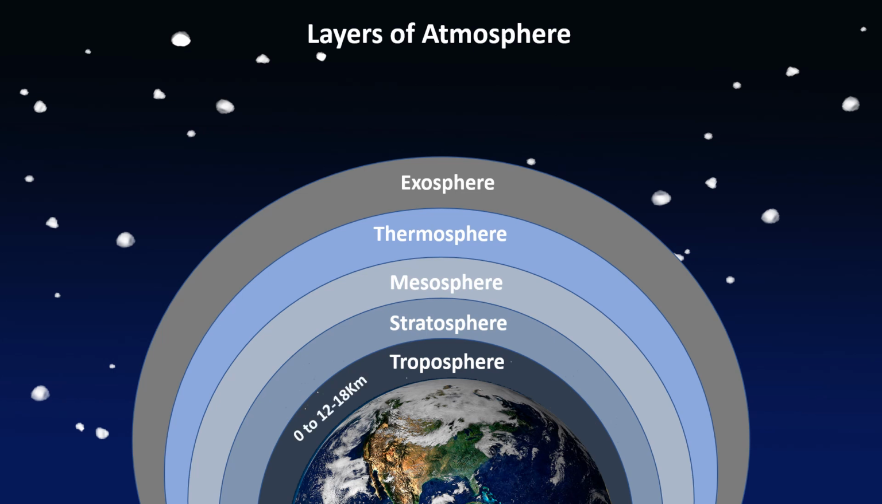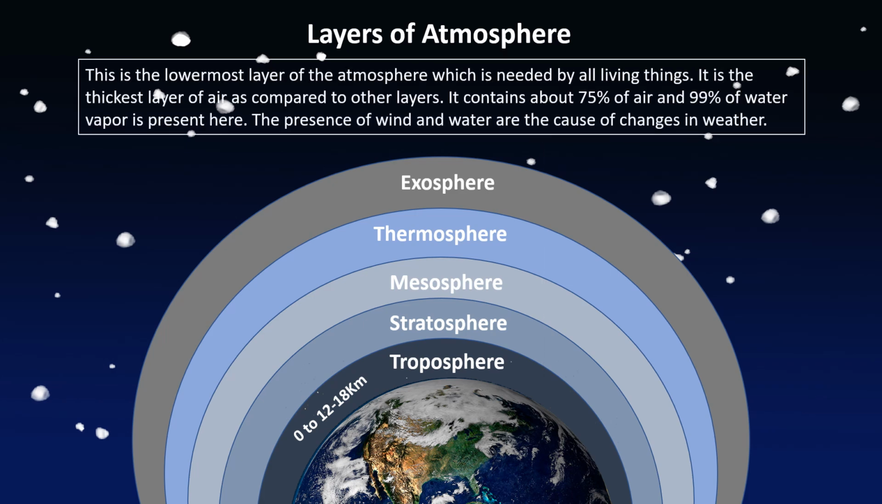Troposphere. This layer extends from 12 to 18 km from the Earth's surface, and this is the lowermost layer of the atmosphere. All the living things are in this layer only. Why? Because in this layer 75% of the air and 99% of the water vapor is present. And because of this, weather changes happen in this layer.